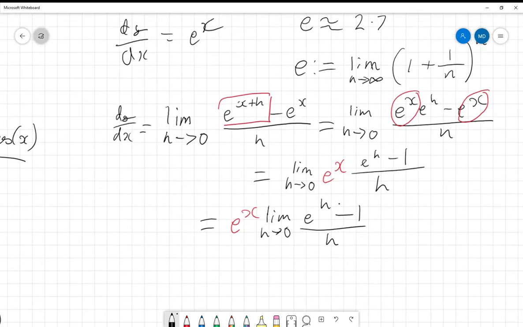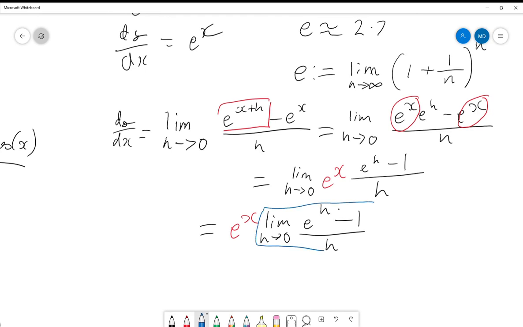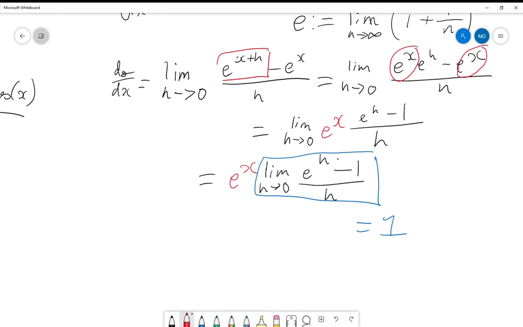And now we're done, provided this bit here is equal to 1. So if the bit in blue is exactly 1, then our proof is done. So this is where we need to bring in the definition of what e is. Remember that e is equal to the limit as n tends to infinity of 1 plus 1 over n, all to the power of n. Be careful, my h's and my n's don't look exactly the same.